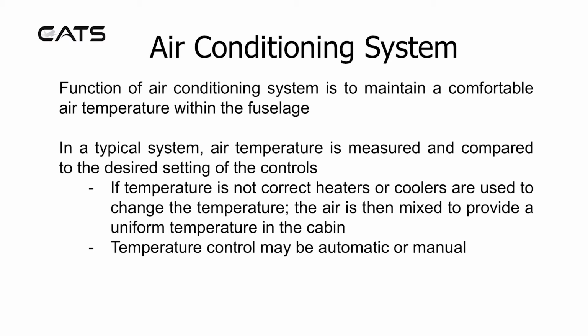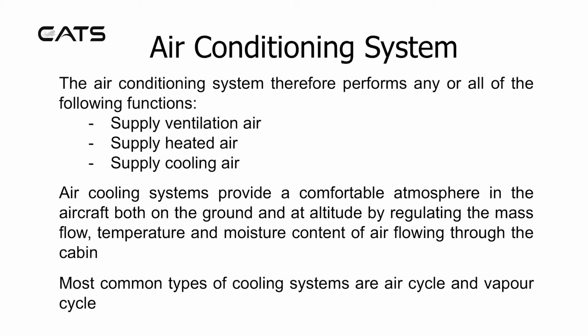The function of the air conditioning system is to maintain a comfortable air temperature within the fuselage. In a typical system, air temperature is measured and compared to the desired setting of the controls. If air temperature is not correct, heaters or coolers are used to change the temperature. The air is then mixed to provide a uniform temperature in the cabin. Temperature control may be automatic or manual. The air conditioning system therefore performs any or all of the following functions: the supply of ventilation air, the supply of heated air, and the supply of cooling air.